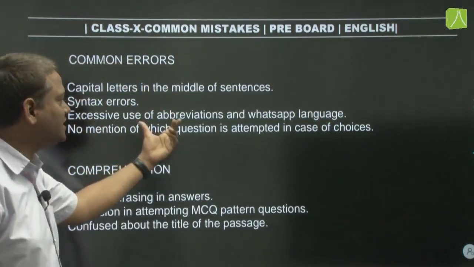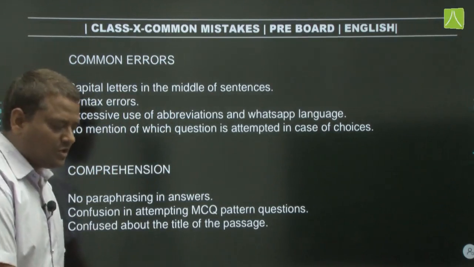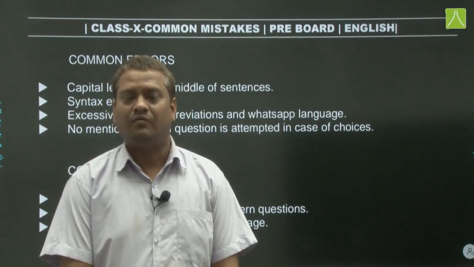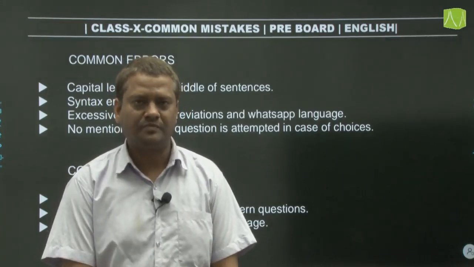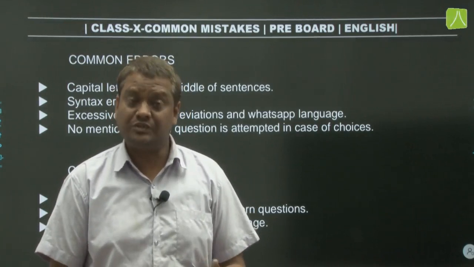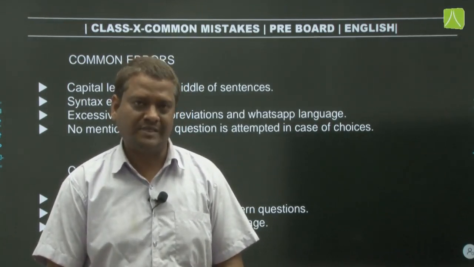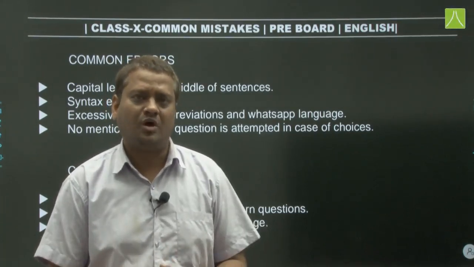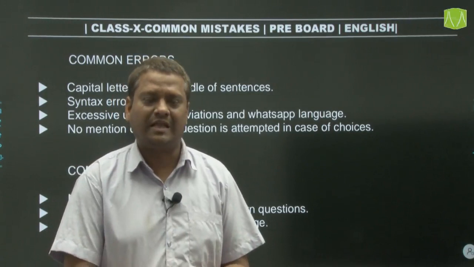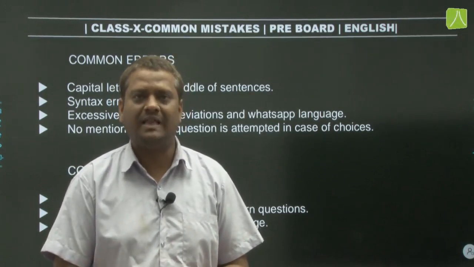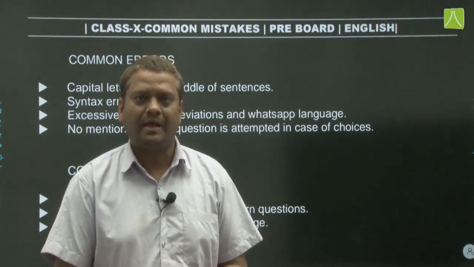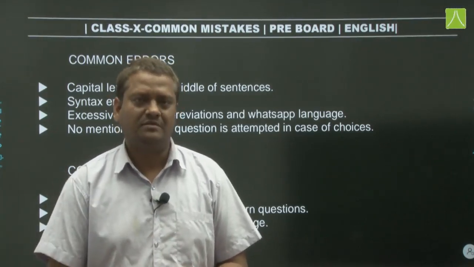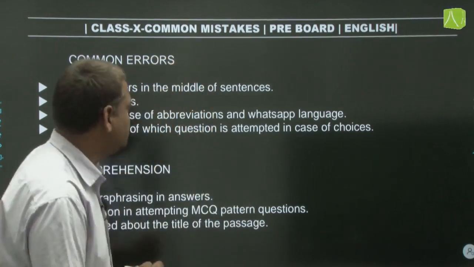Excessive use of abbreviations and WhatsApp language. You have to remember that we use formal writing while we answer any question. Because of excessive use of WhatsApp or other social media in our communication, we use abbreviations, meaning short forms, or WhatsApp language. For example, please is spelled PLEASE, but we write PLZ or only PL in place of the full spelling. So avoid this habit.